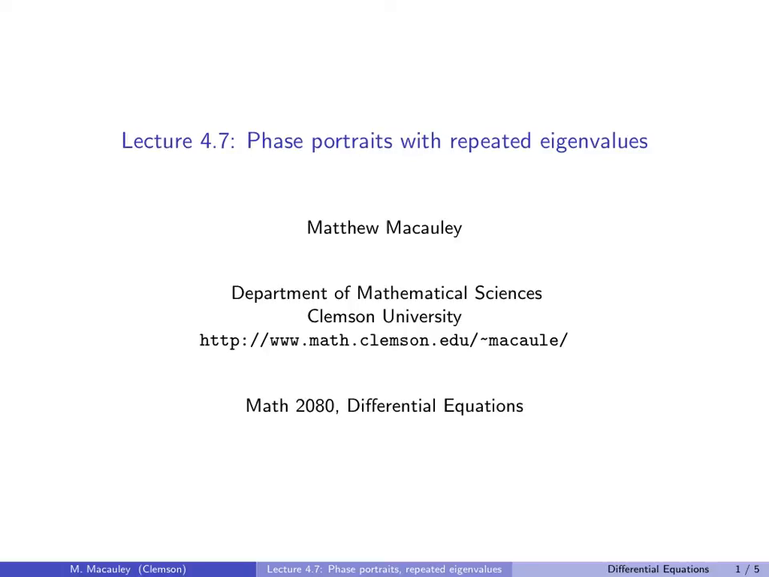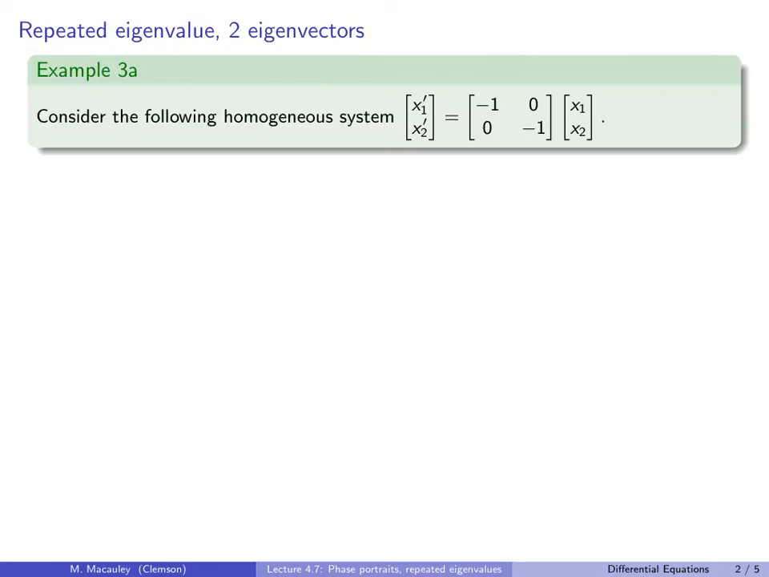Welcome to lecture 4.7, Phase Portraits with Repeated Eigenvalues. Okay, so here's our first example. Consider the following homogeneous system, x prime equals A times x.